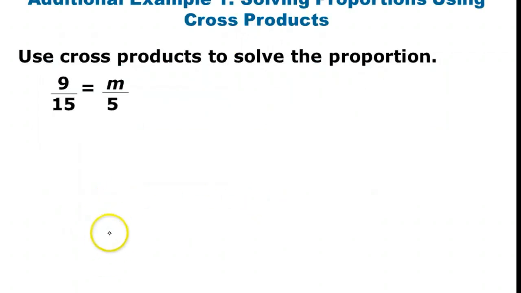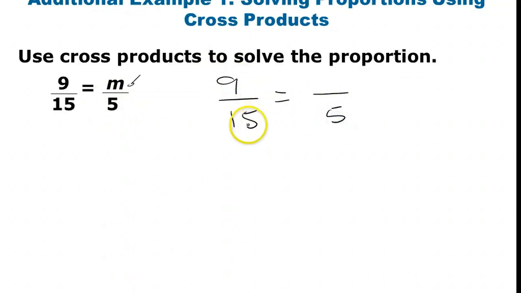Alright, so here is a proportion, but now, oh my god, we're missing a value. So we need to figure out what number we can plug in here for M to make this equation true. There's two ways we can do this. We can treat them like fractions. So let's do it over here. 9 to 15.